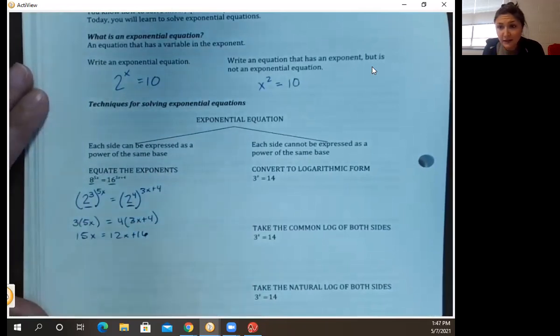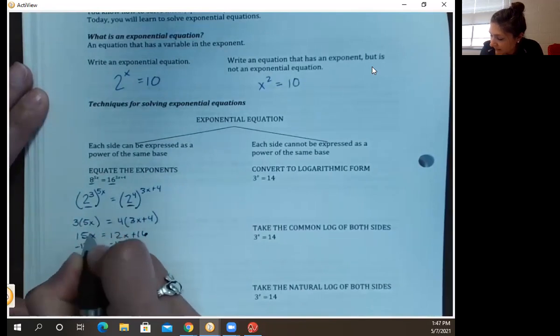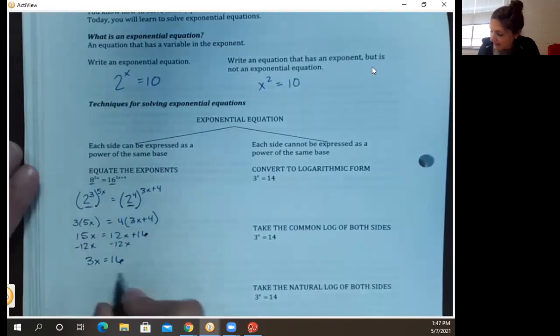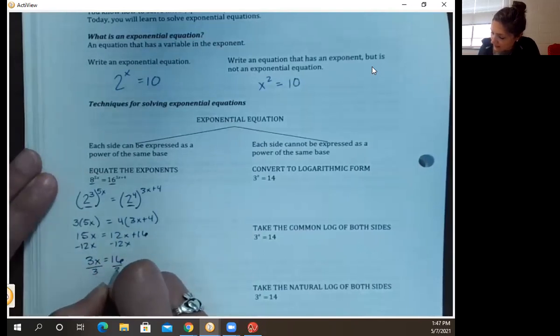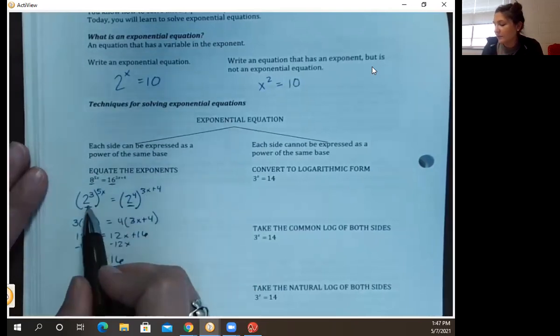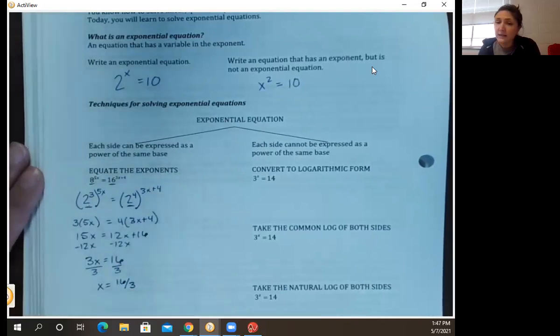And now this is a linear equation. So I want to move the x's to be together. And I get 3x equals 16. And then divide both sides by 3 to get x by itself. And I'm just going to leave that as 16 over 3. So if I can rewrite the expression so that the bases are the same, I can set their exponents equal. Now this isn't going to be possible for every problem that we have.